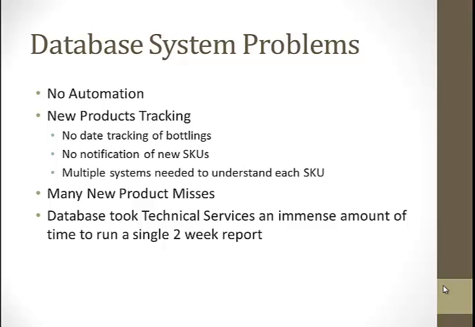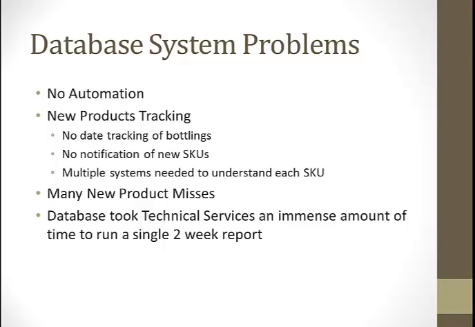There are many key problems with the database that I focused on in creating a new database. First off, there was no automation. Everything had to be manual. This led to no new products tracking. There is no way to track bottling dates as they go through their lifespan. Also, when a new SKU hits the bottling line, there is no way for me to see it. I had to assume that everything I needed to know I found from new employees and from my meetings.